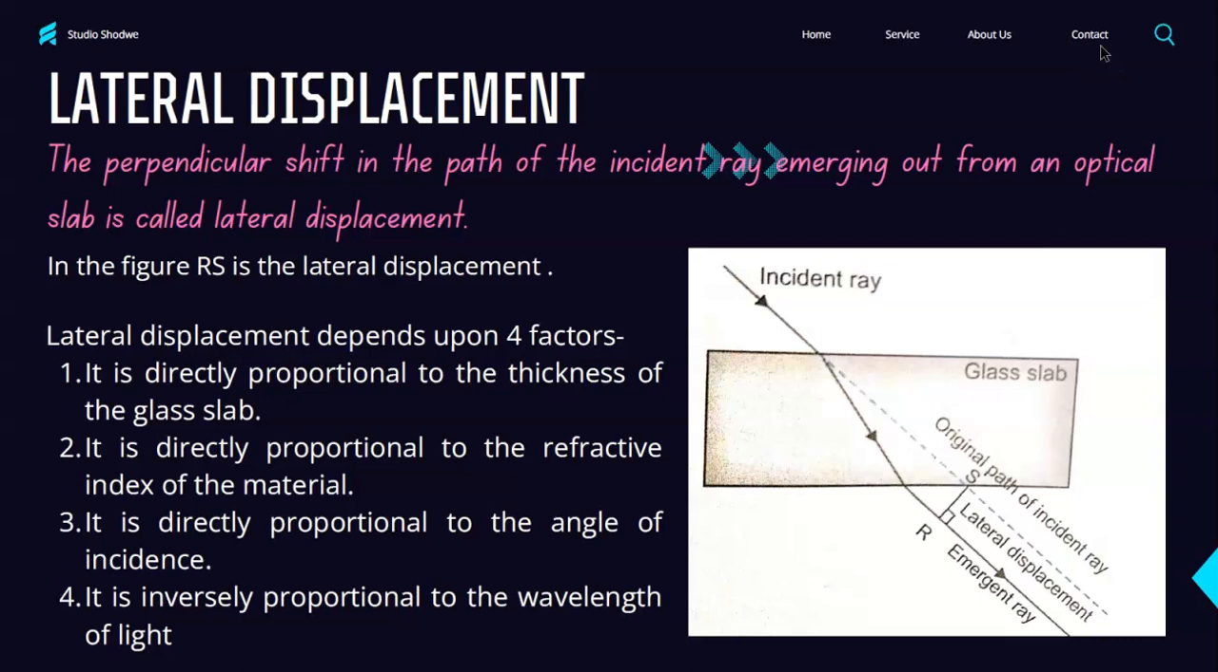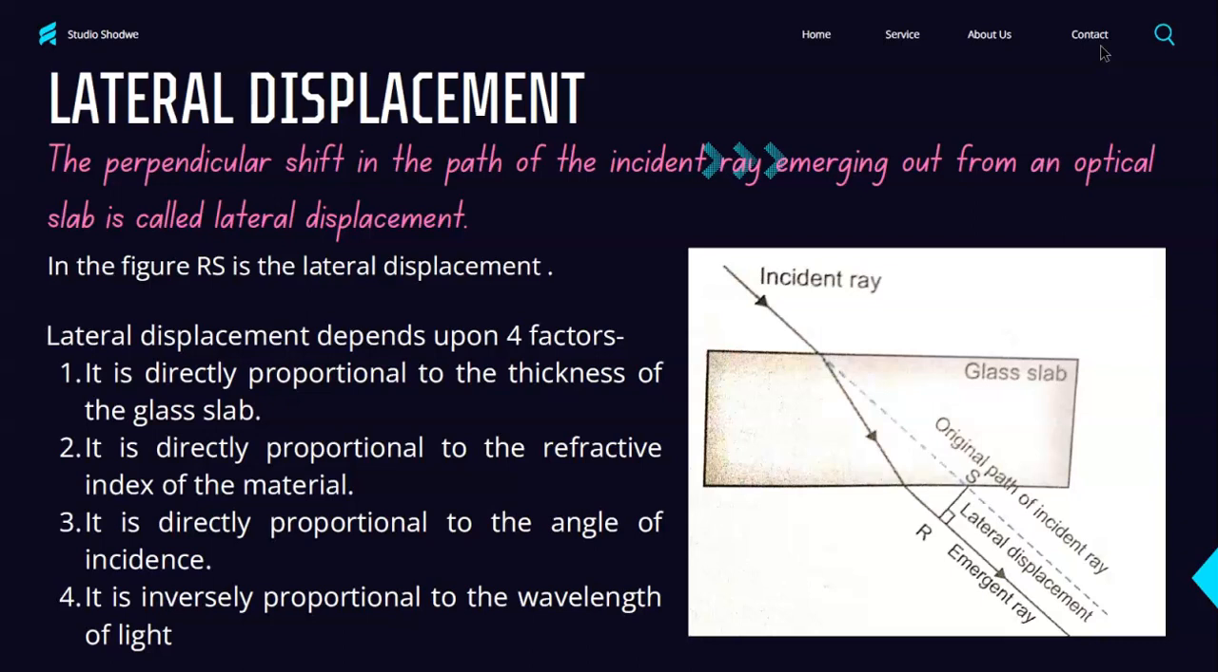Now, lateral displacement of this ray of light depends upon four important factors. Number one, it is directly proportional to the thickness of the glass slab. That means if I'm using a thicker glass slab, the lateral shift of the ray of light will be more.